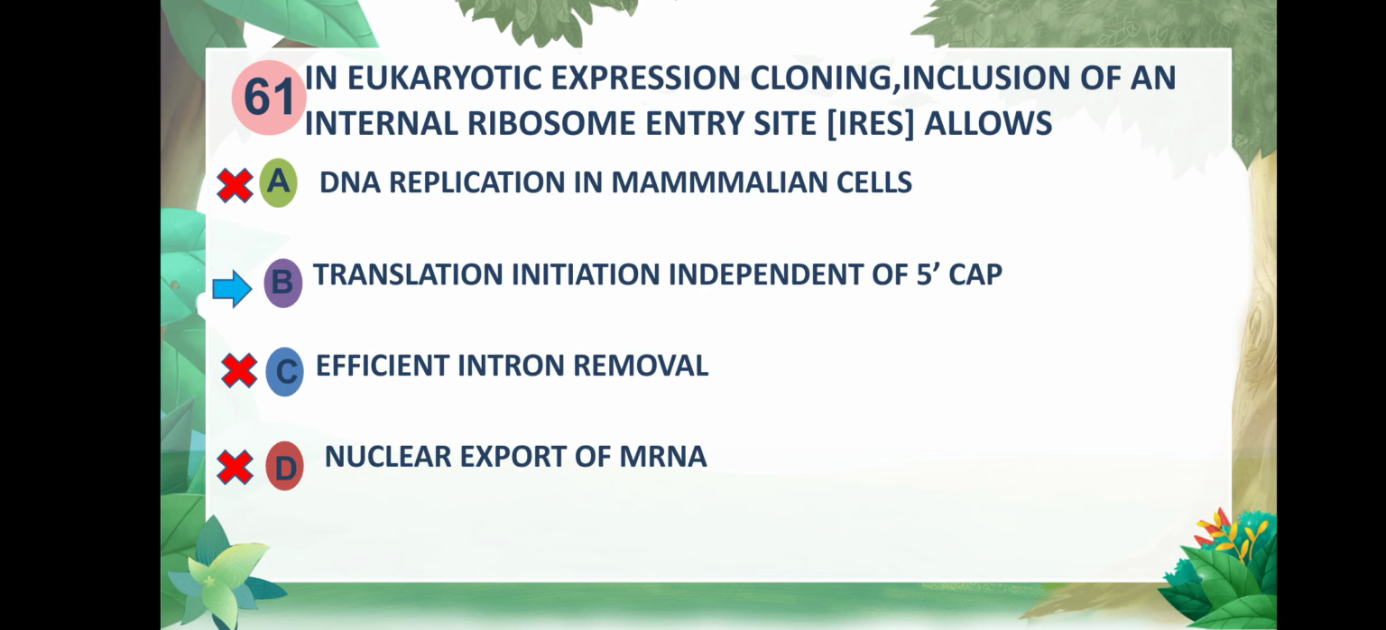In eukaryotic expression cloning, inclusion of an internal ribosome entry site, that is IRES, allows translation initiation independent of the 5' cap. The 5' cap is related to the mRNA that is found by the small subunit of the ribosome in the case of natural translation. And in IRES, the IRES automatically gets attached to the mRNA, and it starts the translation.